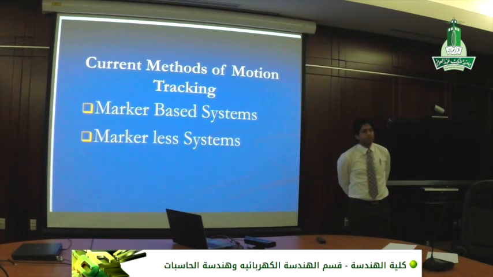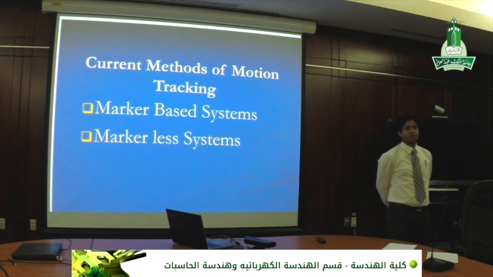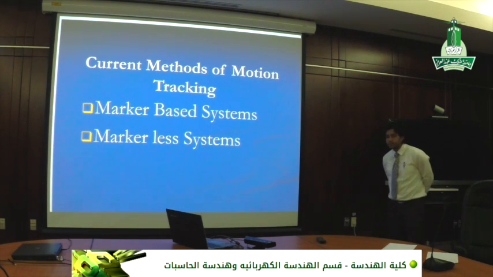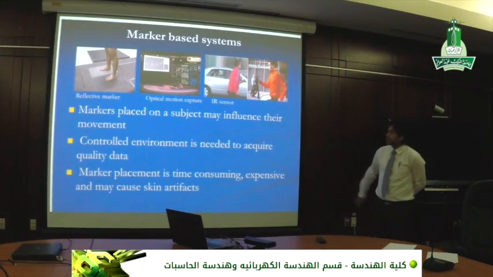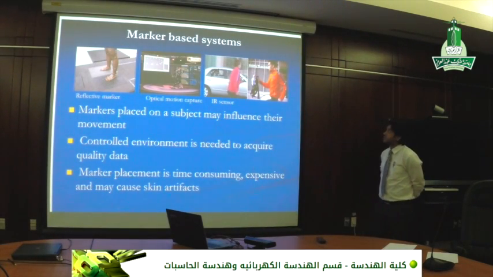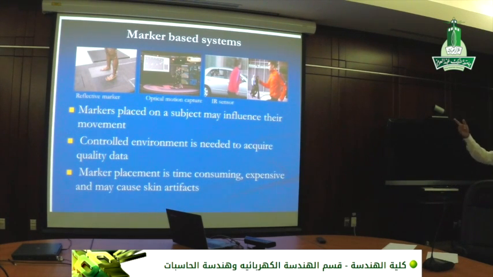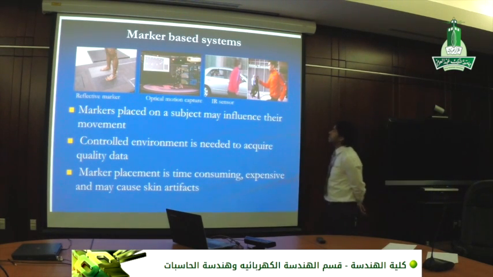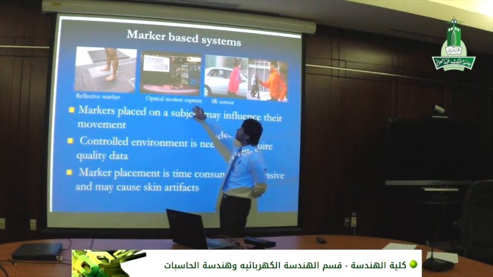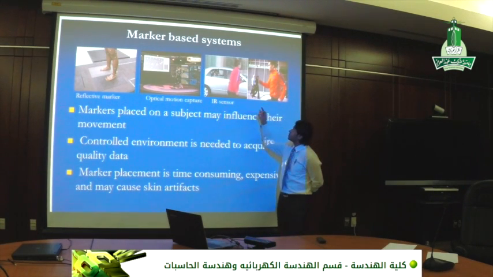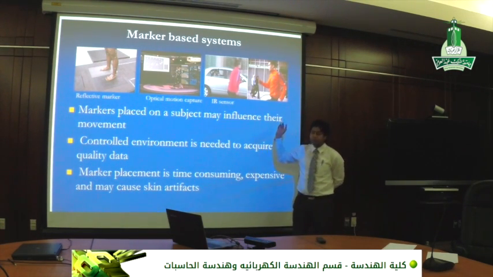There are presently two kinds of methods available for motion tracking. One is the marker-based system and the other is the markerless system. I will be going to the next slide, which represents the marker-based system, which is currently being actively used in the market. One is the reflective marker that is seen in the first figure. The second one is the optical motion capture system, which is widely being used in the gaming industry as well as animation. Third is the infrared sensor that is being used.